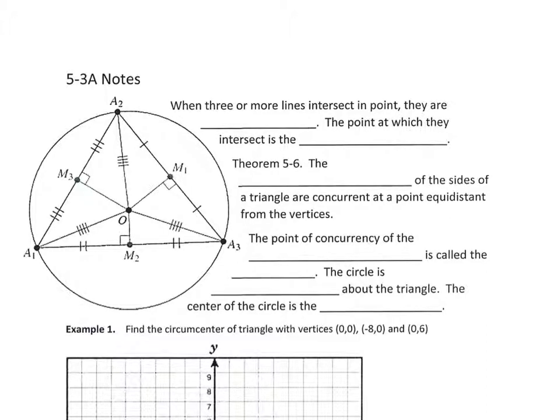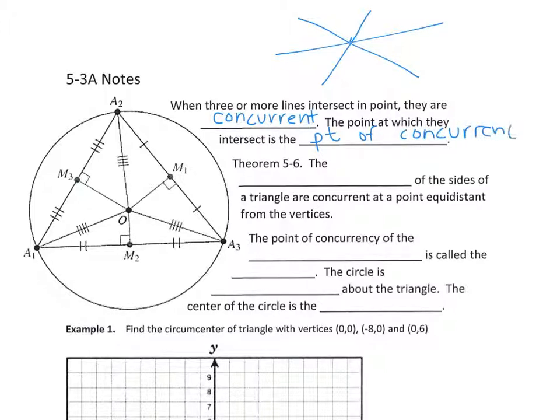When three or more lines intersect in a point, they are called concurrent. So if these three lines intersect, they are called concurrent. The point at which they intersect is the point of concurrency. So right here is called the point of concurrency.